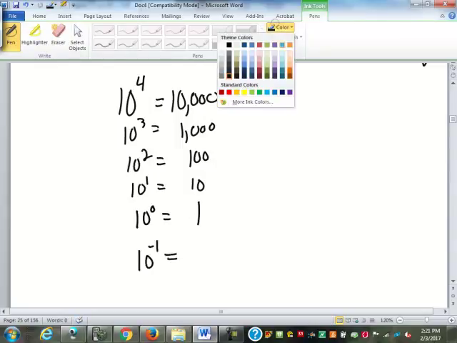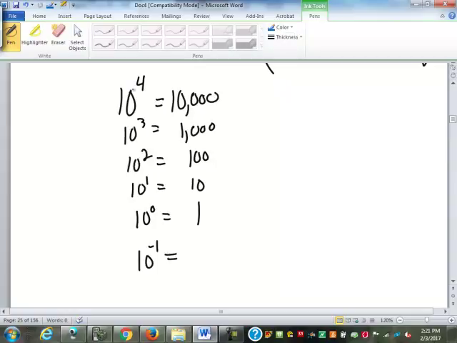If we look at our pattern here, just like we did when we were multiplying negatives, when we were starting with a base of 10 in our exponent, every time we reduce the power by 1, the result is divided by 10. We went from 3 down to 2. This was divided by 10 to go from 1,000 to 100. Even here, we went from 1 down to 0. We divided by 10. 10 divided by 10 is 1. That pattern continues. 10 to the negative 1. Well, 1 divided by 10 is 1/10.